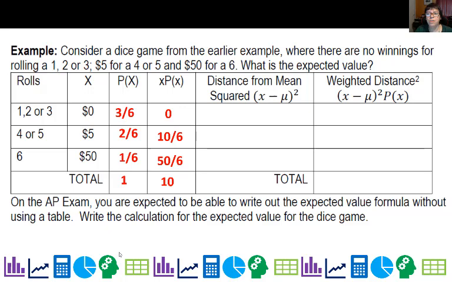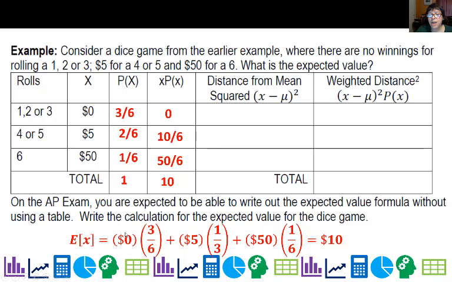Now, when you're taking the AP test, you're probably not going to have a table. They're going to want you to write the calculation out. So using that fancy formula, you take your X times the probability for that X, and you just keep going until you're done. And that equals $10. This is exactly the same work as what we did by multiplying these two columns. Don't worry about this just yet.